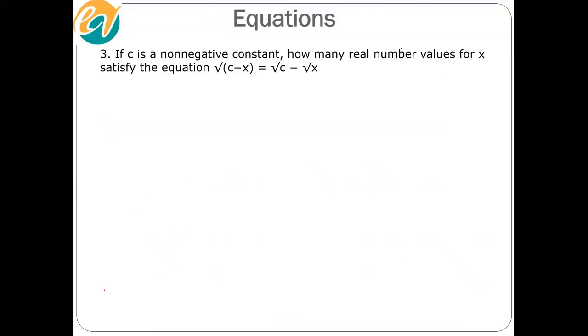Tricky question, tricky official question. If c is a non-negative constant, how many real number values for x satisfy the equation root of (c minus x) is equal to root c minus root x? How many? So c is a constant, by the way. It's clearly given.